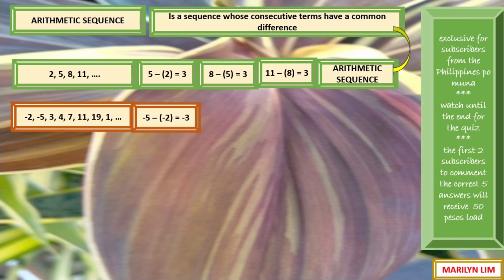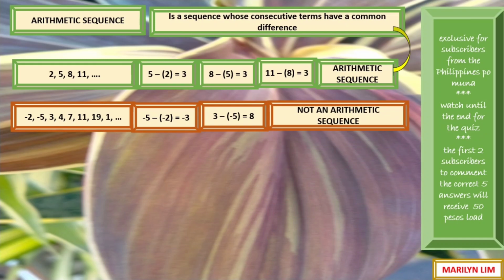How about the second example? Negative 5, that is a sub 2 minus a sub 1, that is negative 2, that will give you negative 3, and 3 minus negative 5 is 8. So right there you will know that the example is not an arithmetic sequence.